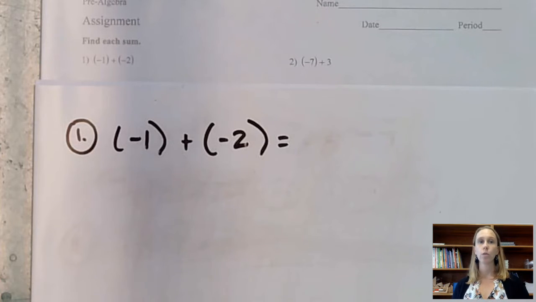So if you look at number 1 on this paper, which it might be printed for you, or you might want to grab a piece of paper and a pencil and just copy them on your own paper. But I want to look at number 1. And number 1 says to add -1 plus -2.